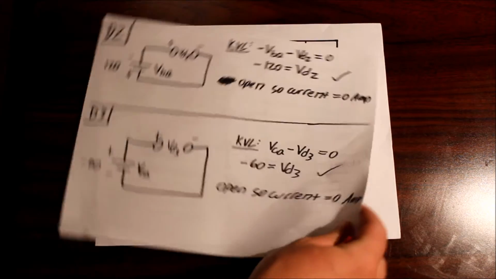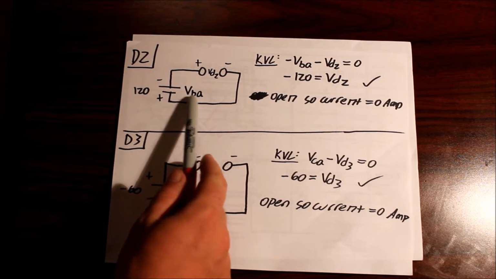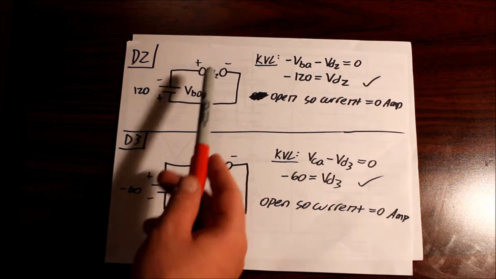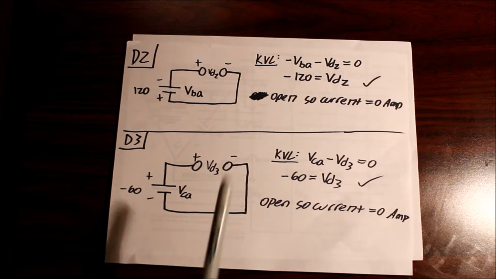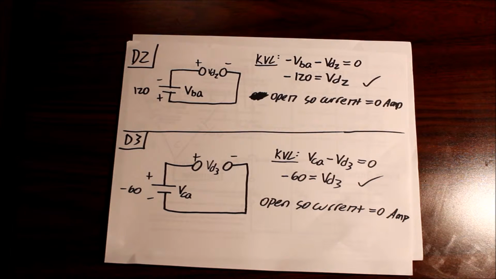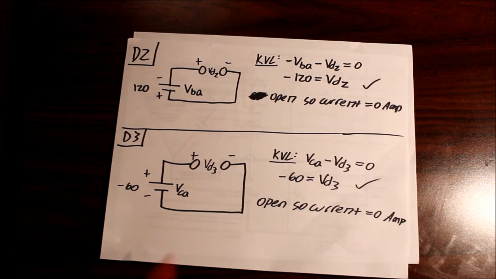Next we have diode 2. Redrew the circuit for you. So we have VBA. This is backwards from before. Then we have VD2. Little KVL, we have negative VBA minus VD2 equals 0. The voltage drop across diode 2 is negative 120. Check, that's good. And then we know because it's open, there's going to be no current allowed to flow through this, so it's going to be equal to 0.